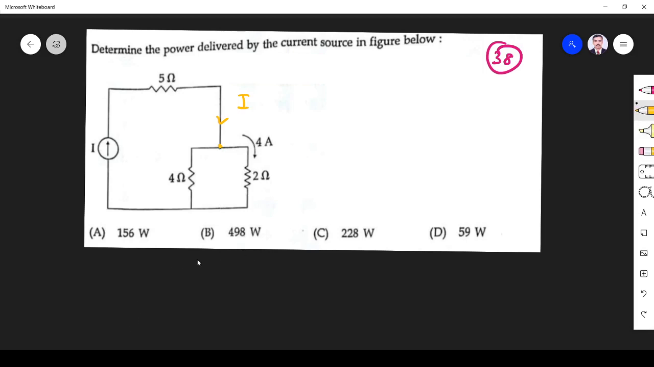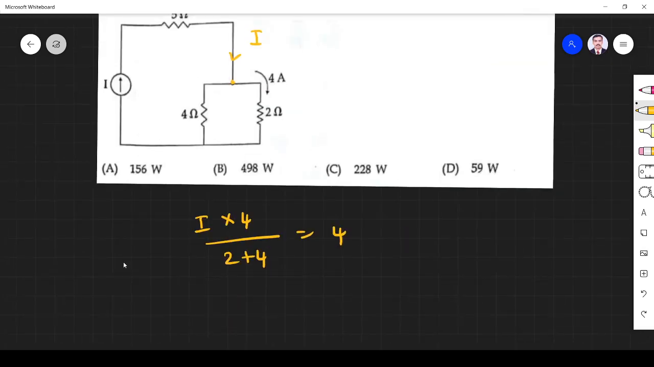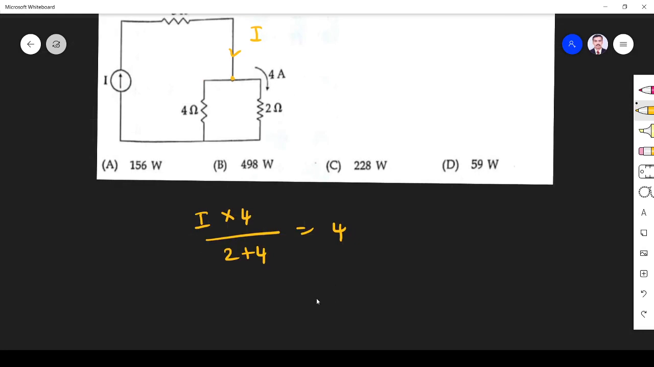What should I get? I want to find the current through this 2 ohm, let us assume. So I into 4, the opposite resistance, divided by the total resistance 2 plus 4. That current is 4 ampere, right? So this indicates I is equal to 6 ampere. Now we got I is equal to 6 ampere.